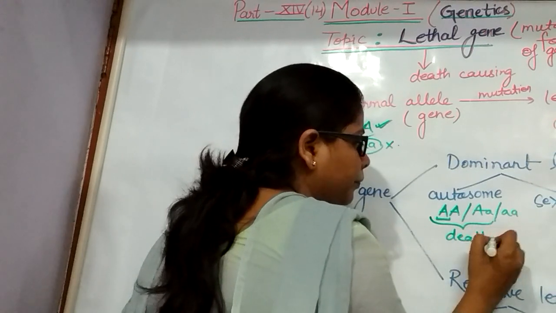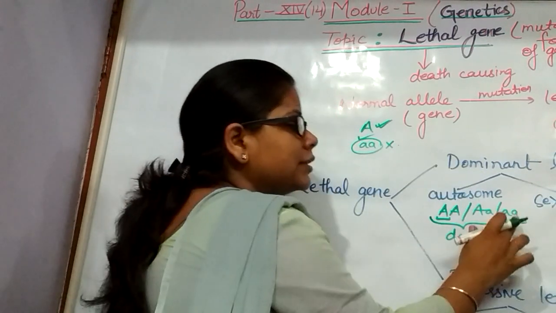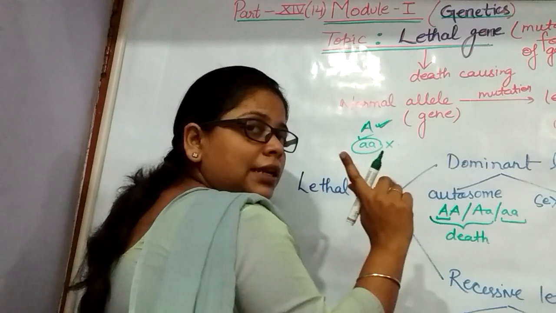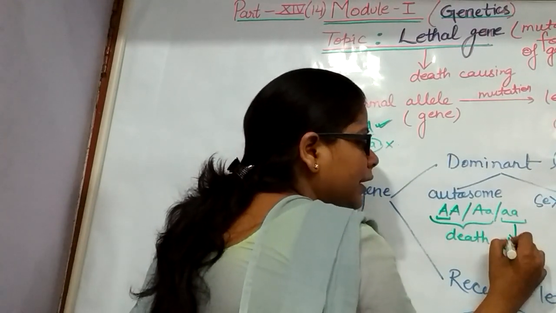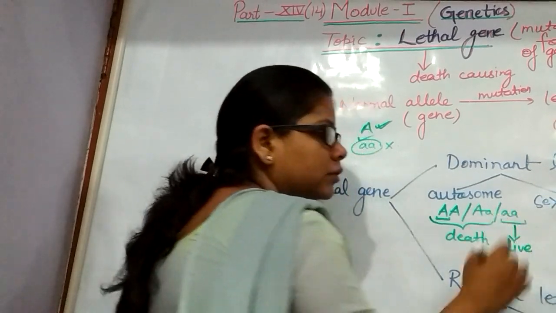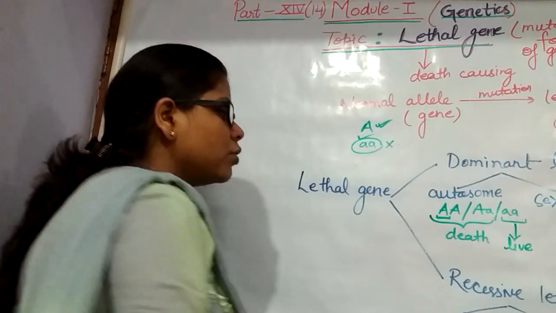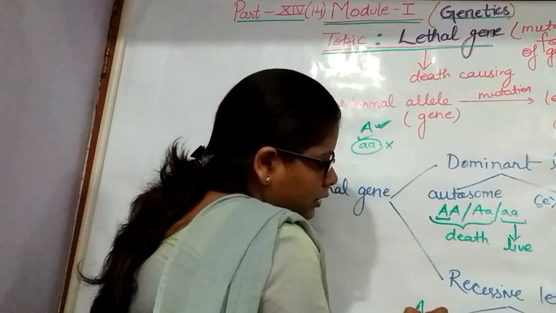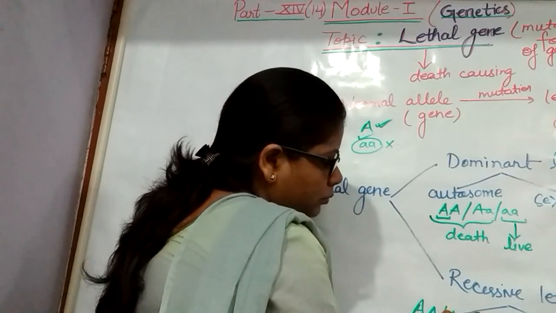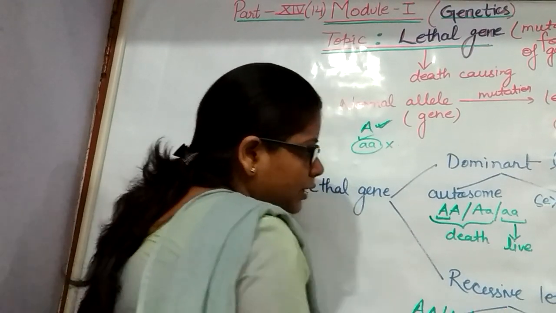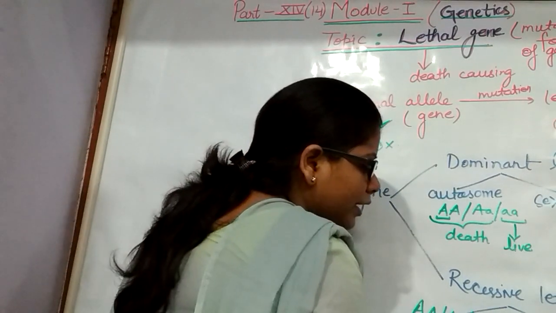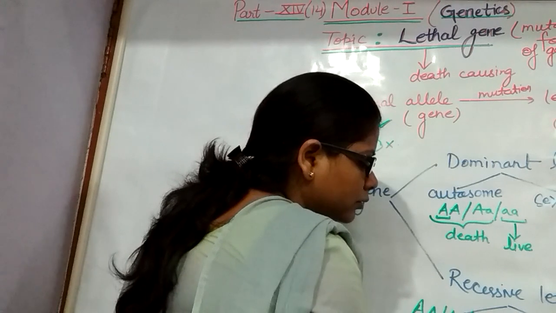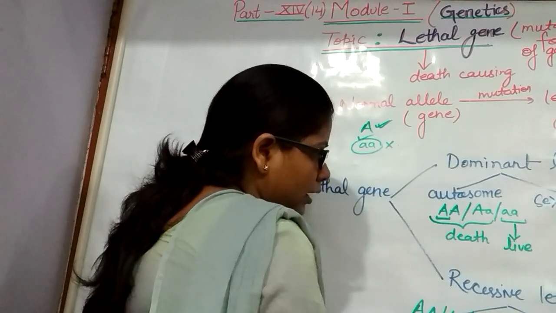And what about this? This is the recessive genotype. Not any dominant allele is here in this genotype, so this progeny will live, no death. If I am talking about recessive lethal, these types of genotypes are there. Recessive lethal means when both the alleles are recessive, they cause death, and these other two are alive.